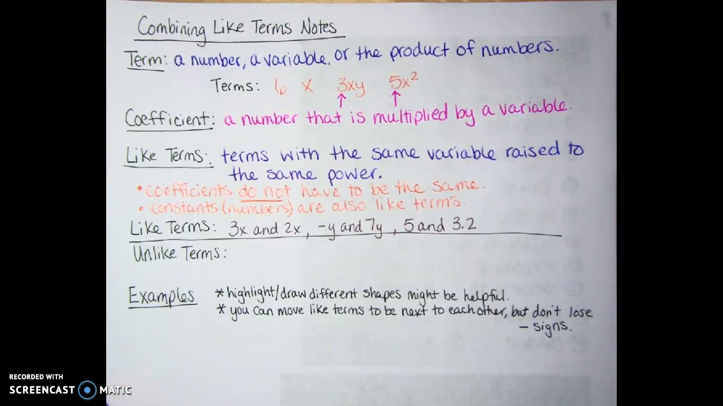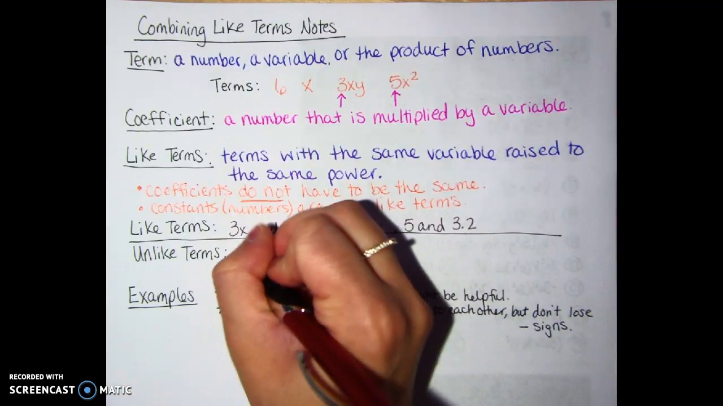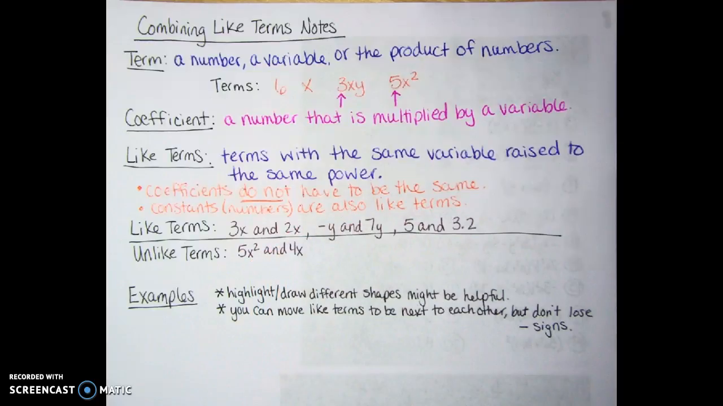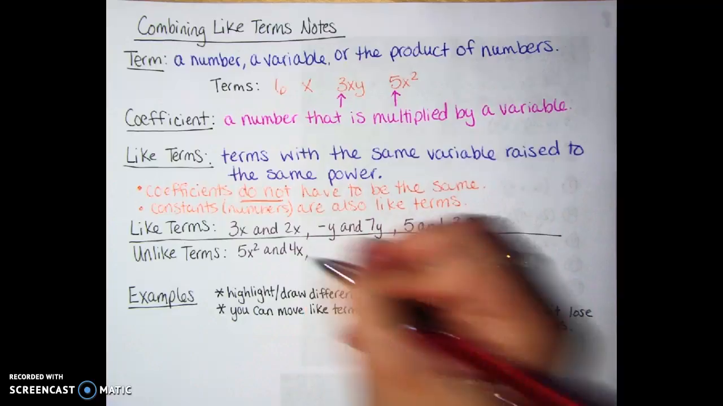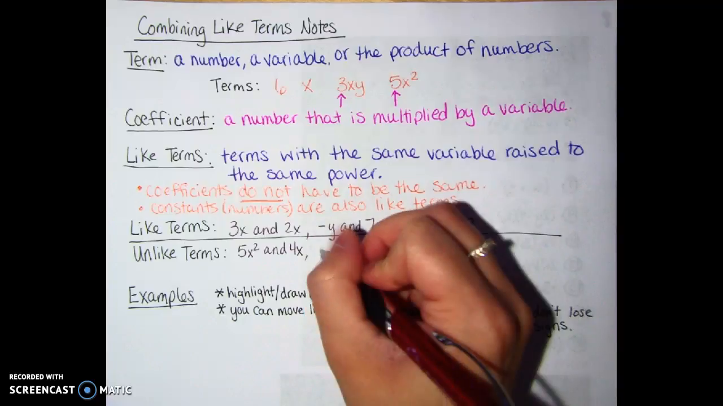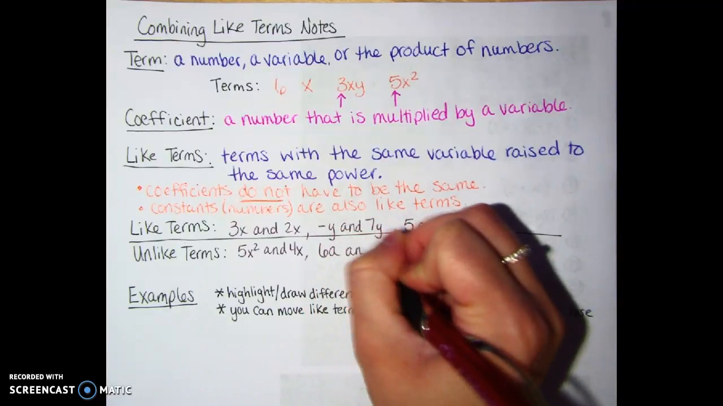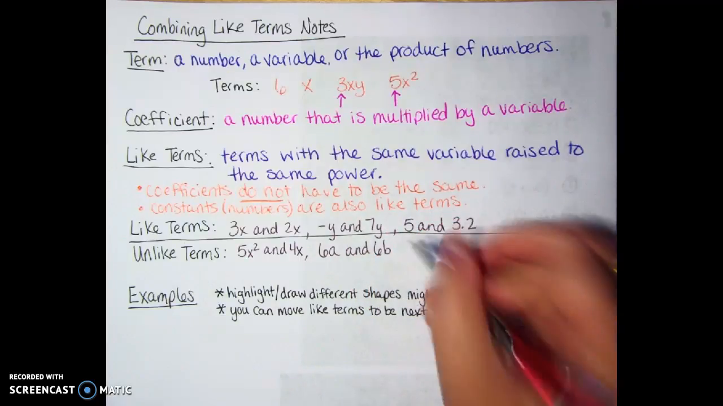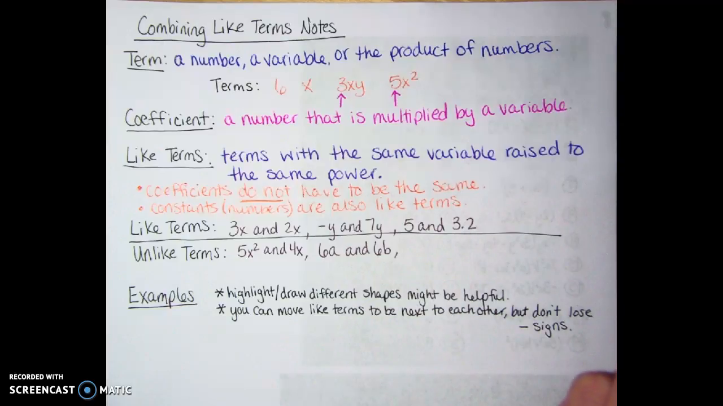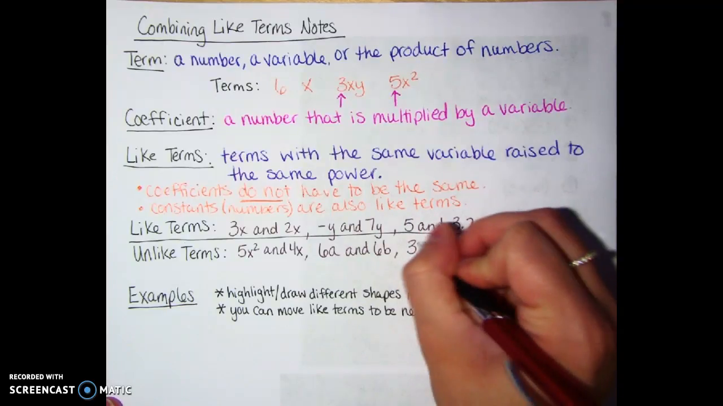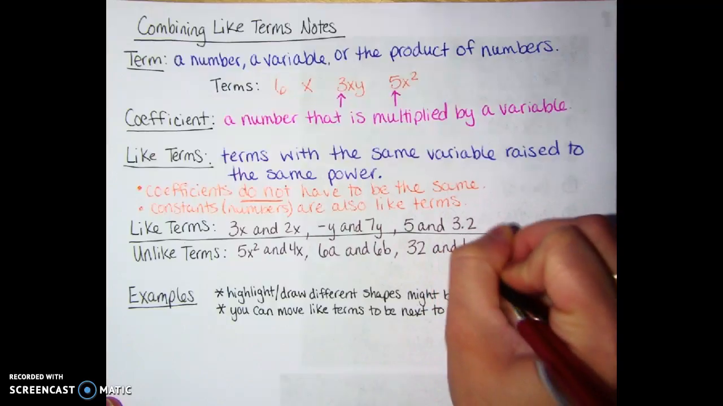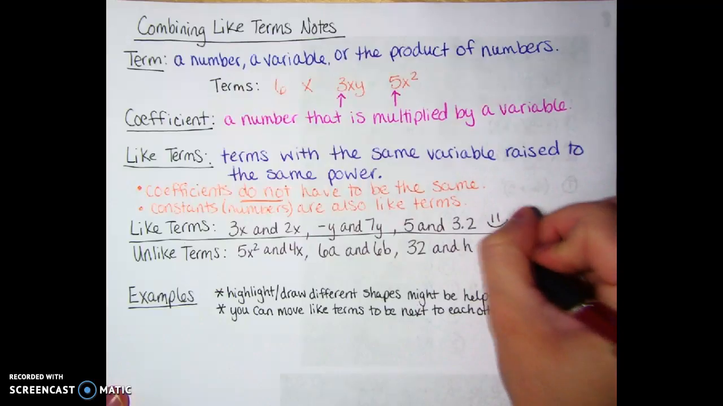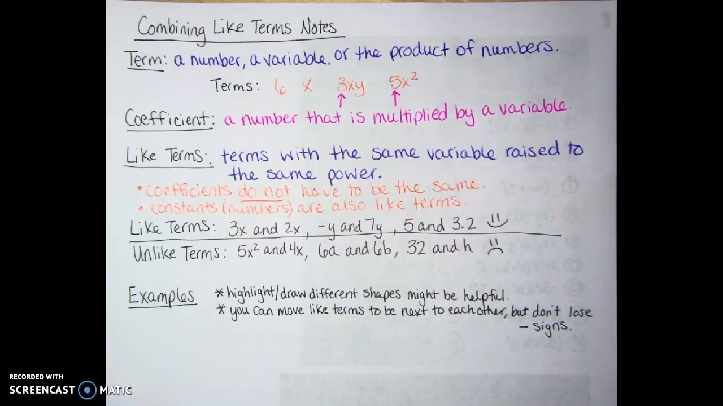Unlike terms, some examples would be 5x squared and 4x. You cannot combine those. How about 6a and 6b? Those are not like terms. They don't have the same variables. And the last example for this is 32 and h. So these are the good ones up here. These are the bad ones down here. Do not combine those.